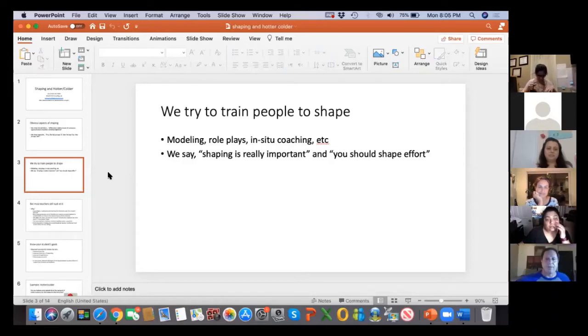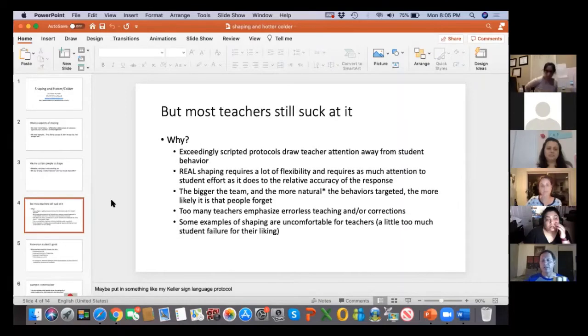Right. We try to train people to shape. We say shaping is important. We say you should shape effort. That is extremely true. Very, very true. I know that goes back at least to the Kegels as one of the names more associated with that recommendation. But after all of this, the happy, easy talk and the training to do it and all of that, most teachers still suck at it. And by teachers, in case you guys aren't familiar with my writings, I mean mom and dad, aunt and uncle, school teachers, yes, RBTs, BCBAs, across the board. People generally fall dramatically short in the area of shaping.